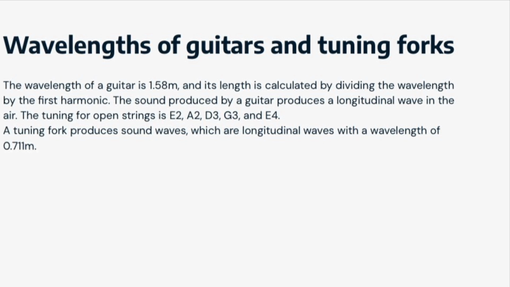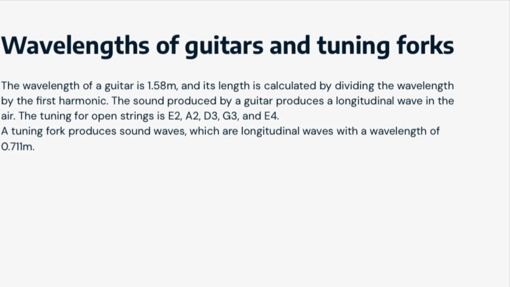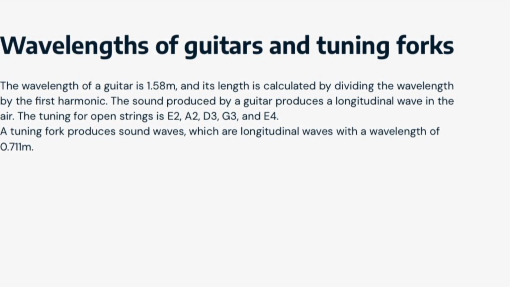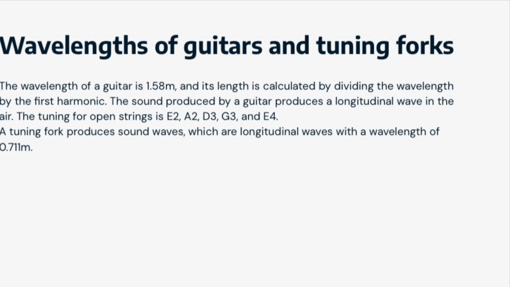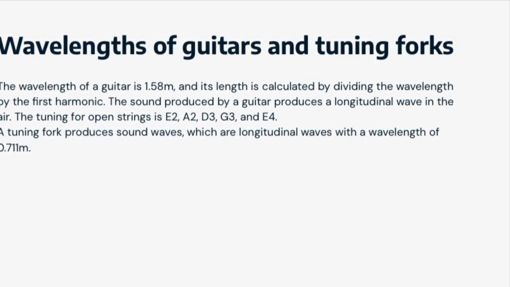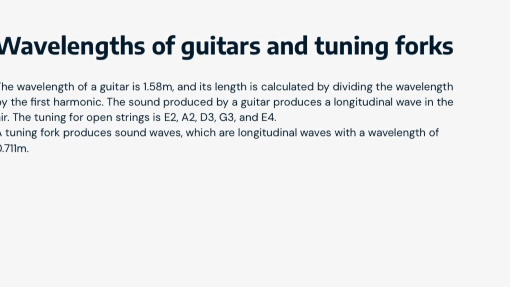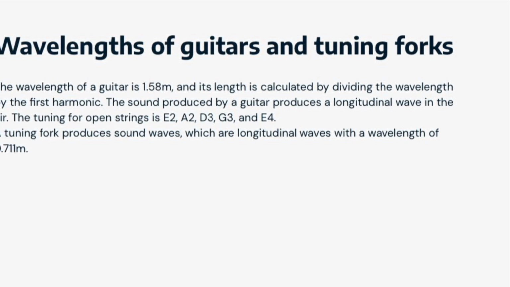The tuning for open strings on the guitar are E2, A2, D3, G3, and E4. A tuning fork produces sound waves, which are longitudinal waves, with a wavelength of 0.711 meters.